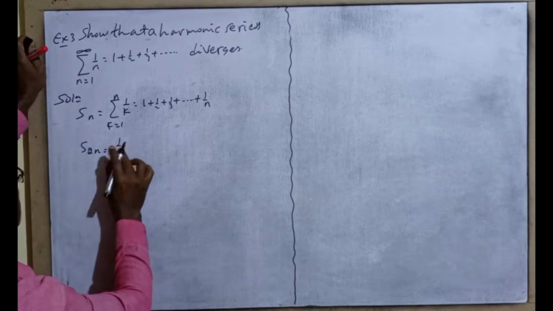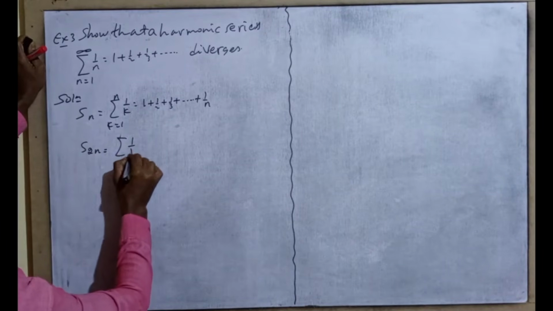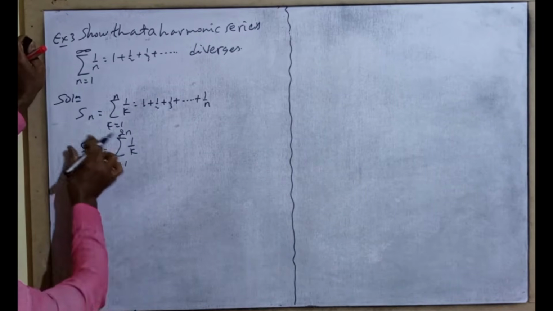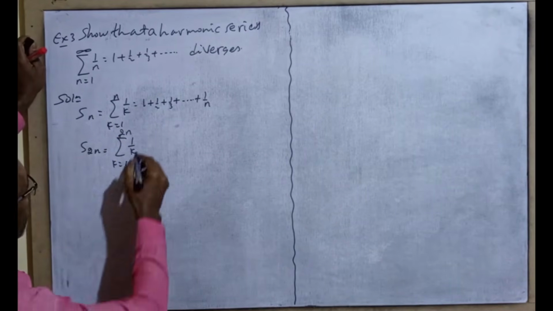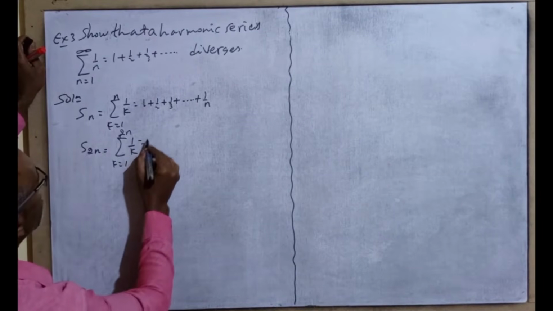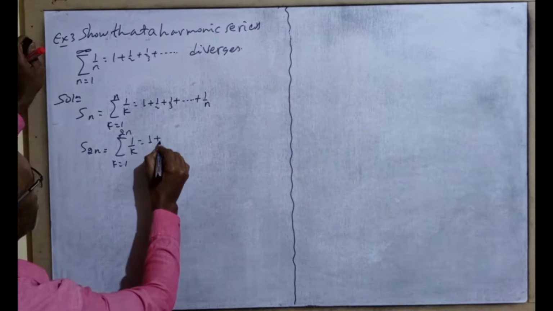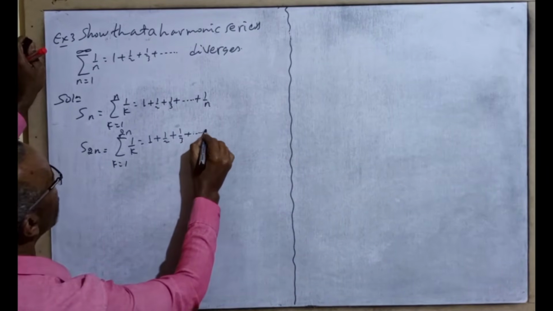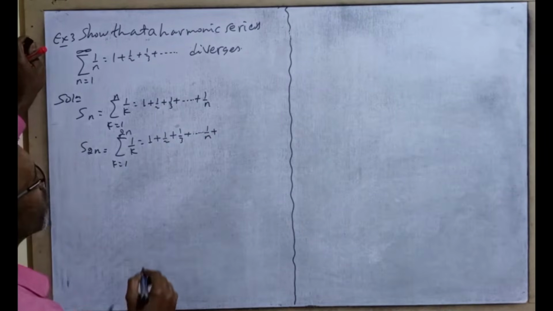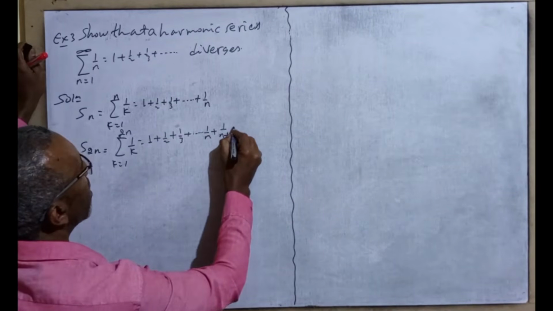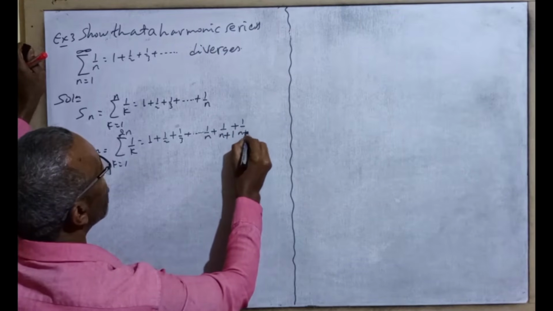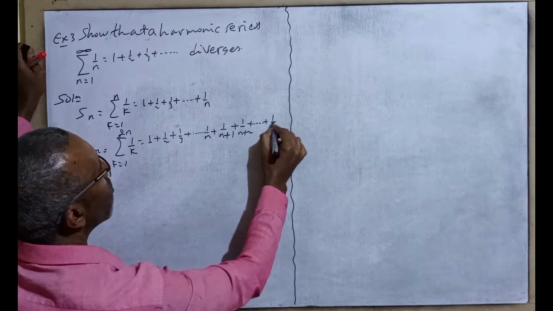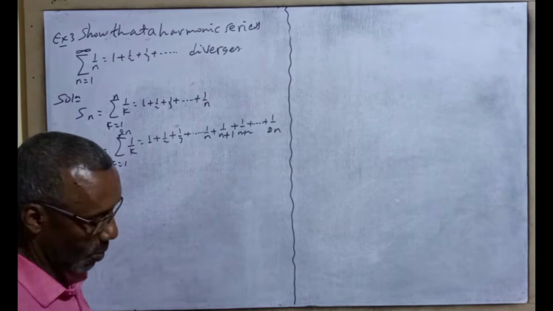S_2n means the sum of 1 over k where k runs from 1 up to 2n, the sum of the first 2n terms. When k is 1, we have 1 over 1; k is 2, 1 over 2; k is 3, 1 over 3; and so on up to k is n, 1 over n; k is n plus 1, 1 over n plus 1; k is n plus 2, 1 over n plus 2; up to k is n plus n, 1 over 2n.